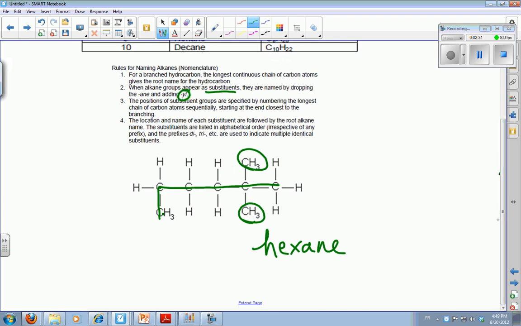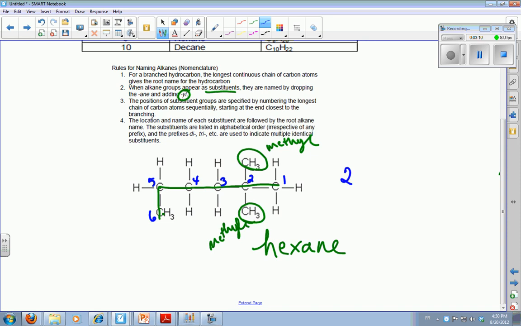So I know that there are two methyl groups. This is a methyl group, and this is a methyl group. So I need to add those to the name. How many methyl groups do I have? First I need to figure out the position. I start counting so that I hit these methyl groups in the shortest direction. So I count my carbons as 1, 2, 3, 4, 5, 6. On the second carbon, there are two methyl groups.